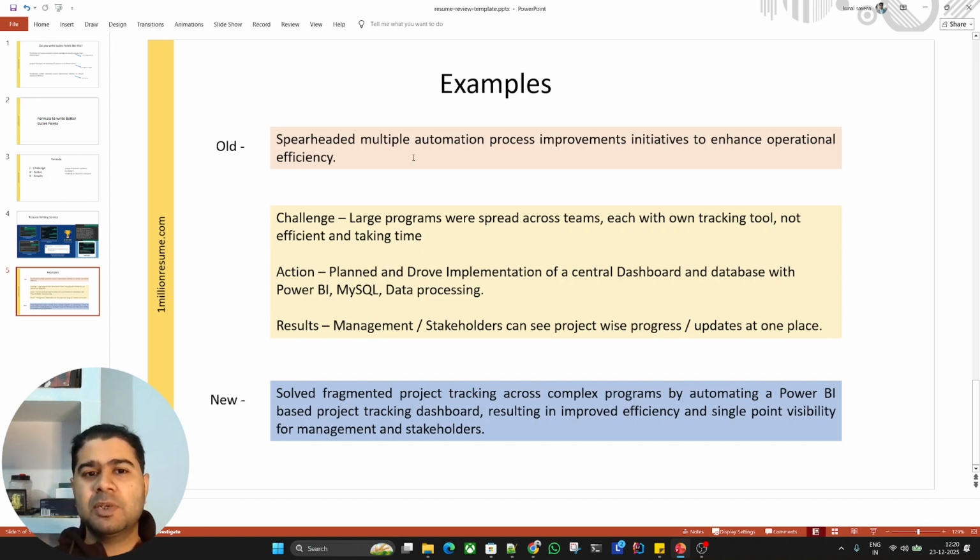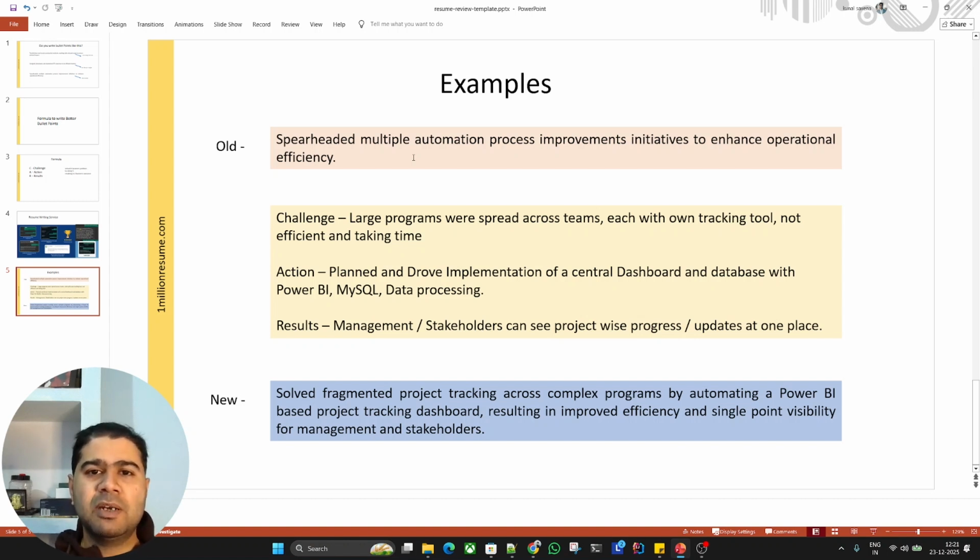Action. So this person realized this problem and planned and drove the implementation of a central dashboard where anyone can see the project status and latest updates, and that dashboard was sitting on top of a database pulling data from various teams using Power BI, MySQL, data processing, etc. The result: management and stakeholders can see project-wise progress updates all in one place and they can see it anytime. So this automated a lot of manual touch points and provided a single point of updates.